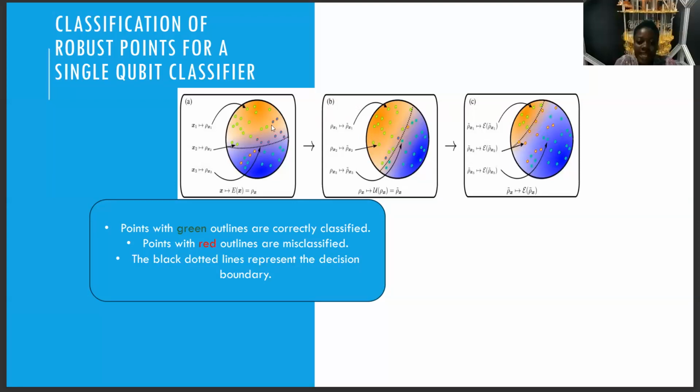If you see very well, you will see that there are some misclassified data points. But if you look at B, you realize that the misclassified data points have reduced. And then you see that your decision boundary too has changed.